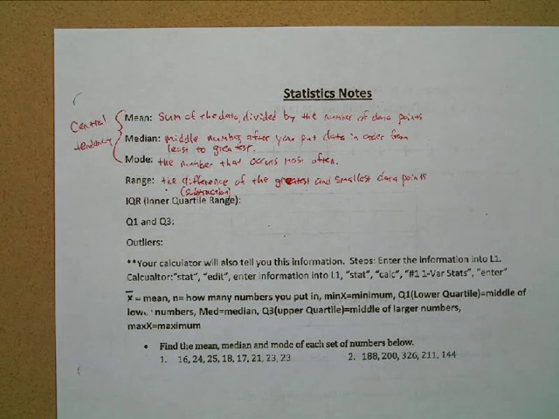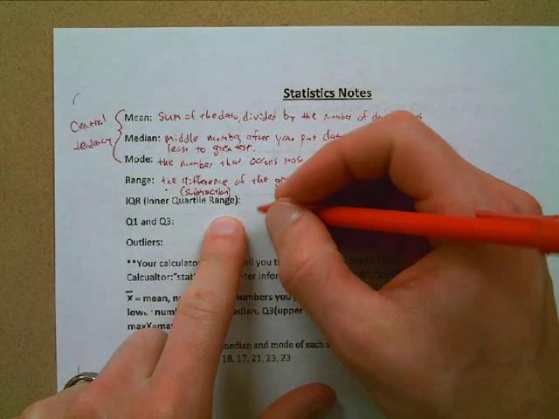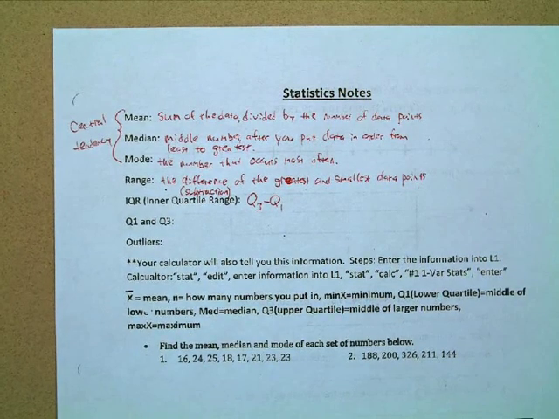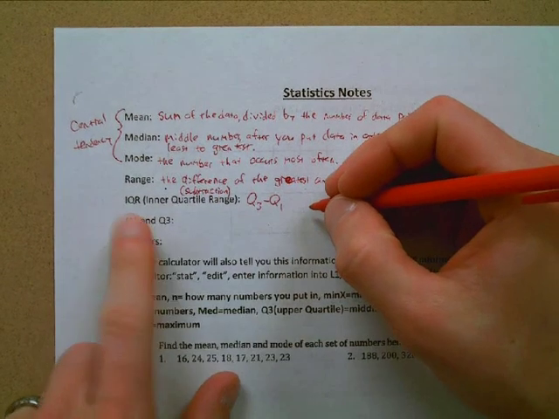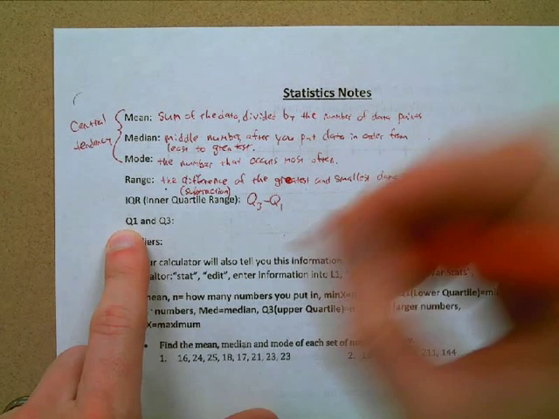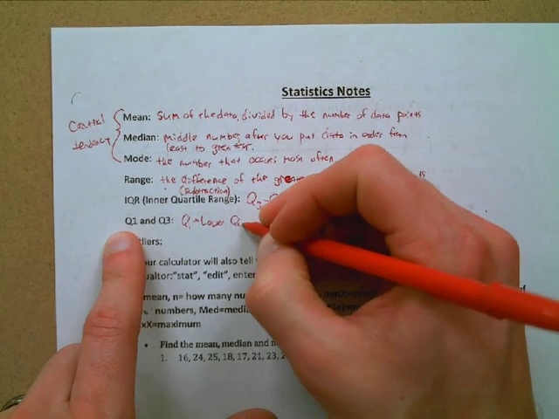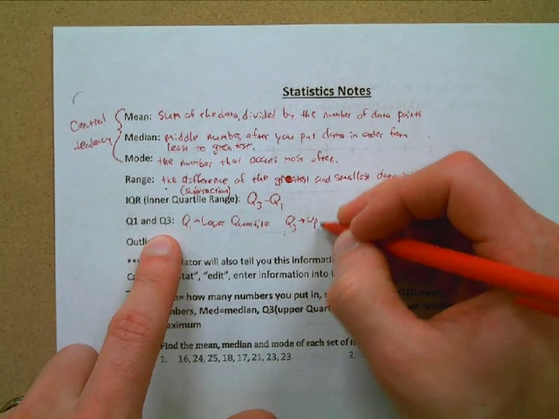The interquartile range is the width of the box and whisker plot. So the interquartile range is going to be Q3 minus Q1. I'm just going to write it like that. It's easy to do. Q3 minus Q1, where Q1 is known as the lower quartile, and Q3 would be known as the upper quartile.